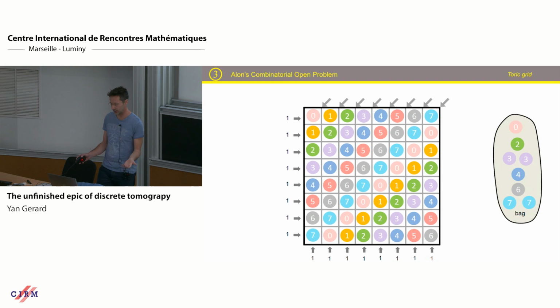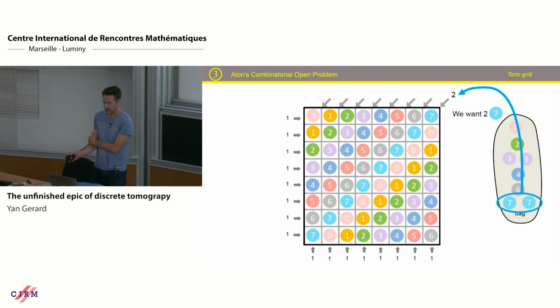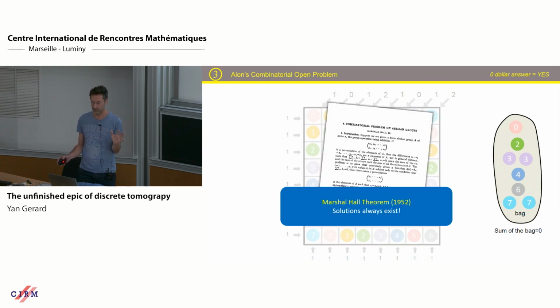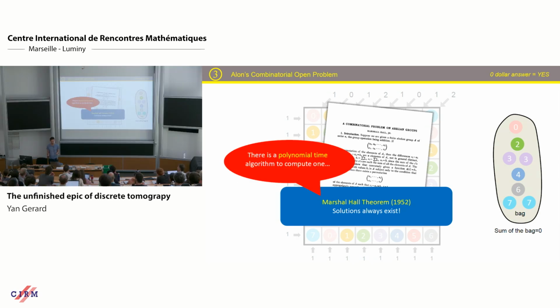And then again, I can play this game. And then I have two 7s, and it means that I want 2 on this diagonal. And the question is the same as previously. Does there exist solutions? Am I able to find solutions? And I can remind you that just before, without being in the Zn, it was NP-hard. And now there always exist solutions. That's amazing. You just skip from the classical framework to the torus, and then there are always solutions. It's a result from 52. And there is a polynomial time algorithm to compute that.